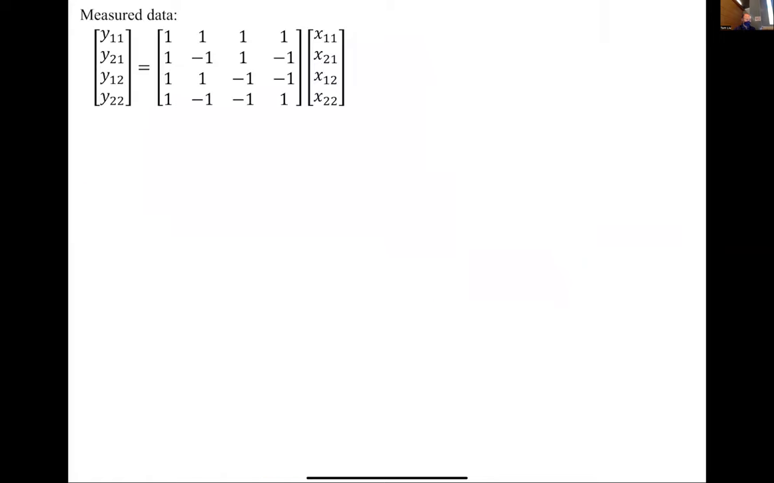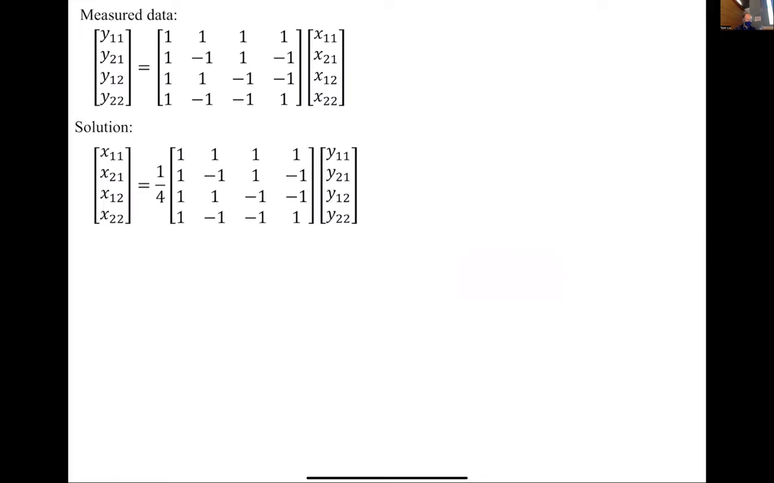But let's look at our simple example again. So remember, this is our measured data. This is my object. This is my Fourier transform coefficients, and this is just that matrix. So even if this was not a minimal imaging class, you could still solve this. This is just a linear algebra equation, and so the solution is just that.